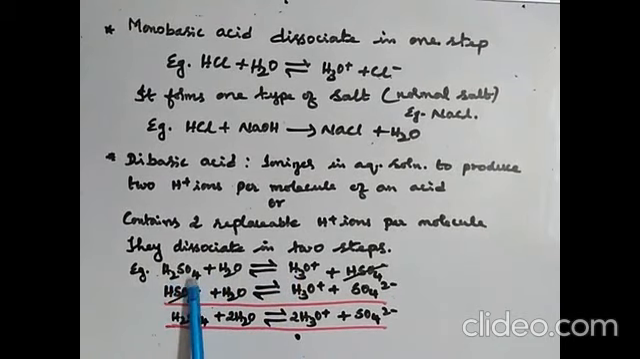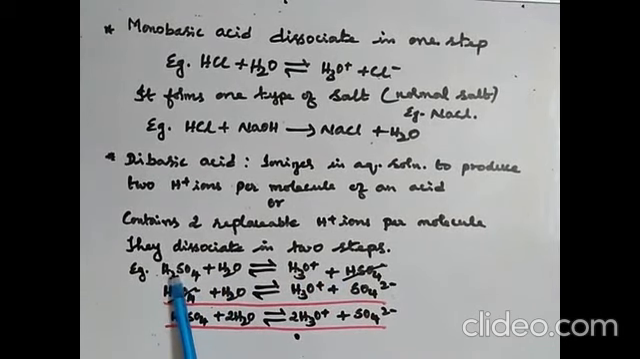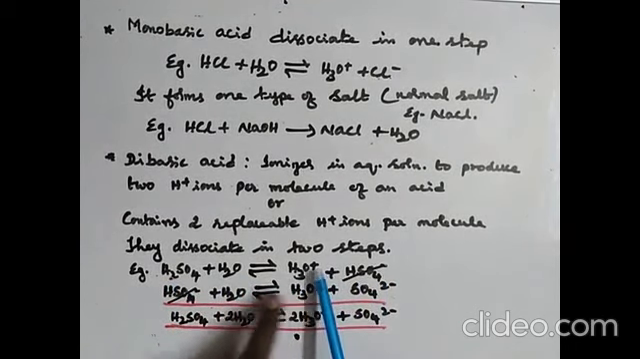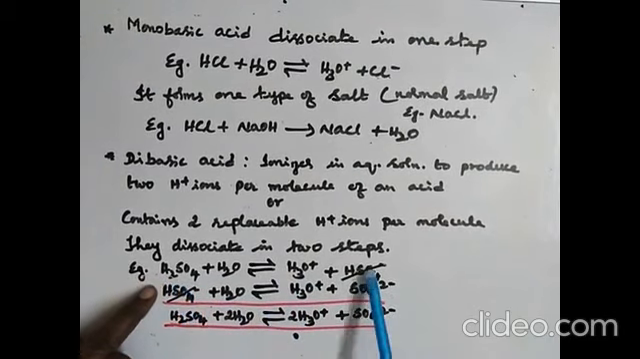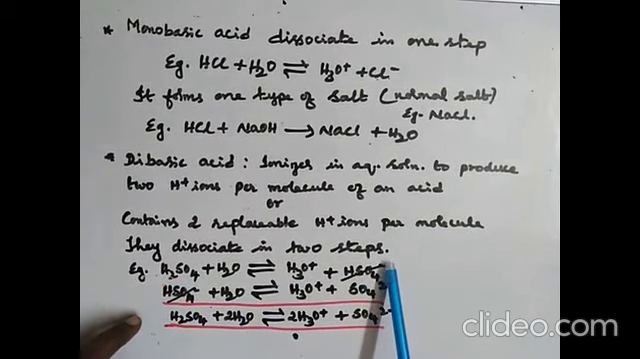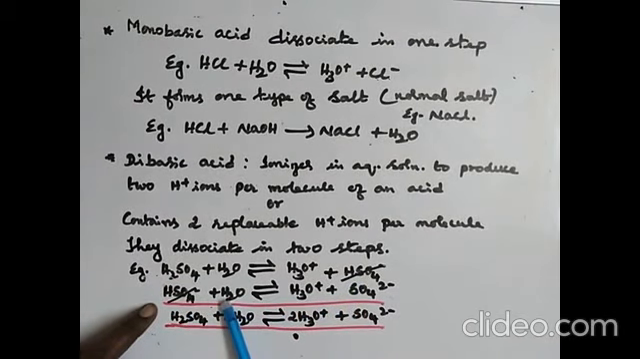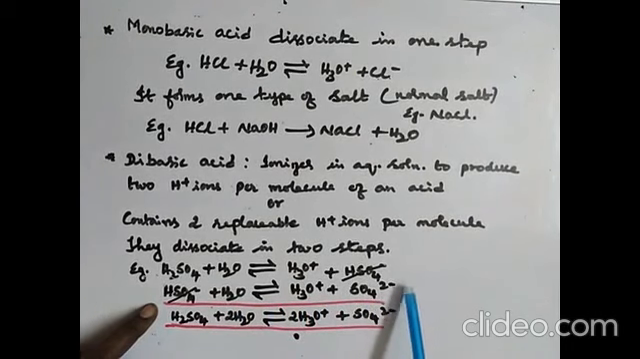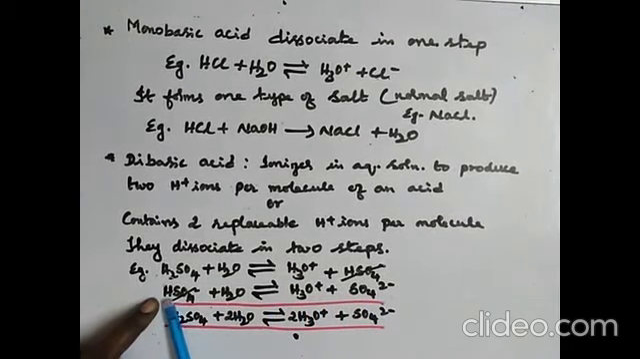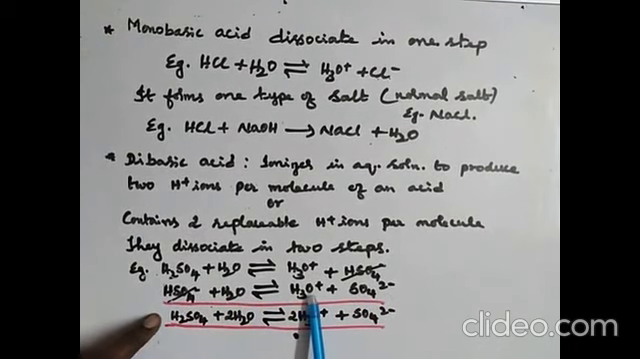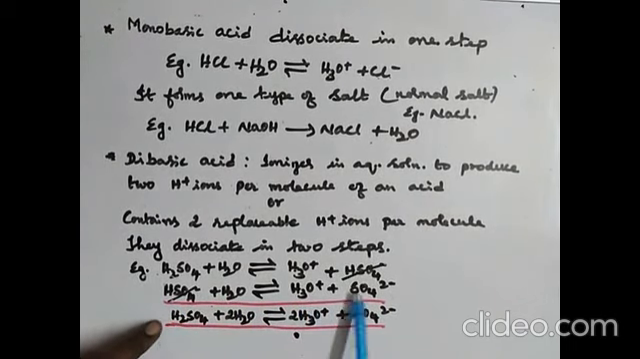Sulfuric acid, H2SO4, combines with water to form H3O plus. One hydrogen is displaced here, combines with H2O to form H3O plus, and then what is remaining is HSO4. The valency of HSO4 is 1, so minus. Then the HSO4 minus combines with water, dissociates to form H3O plus ion and SO4 2 minus. Here the one hydrogen which is present combines with water to form another hydronium ion, and sulfate ion.